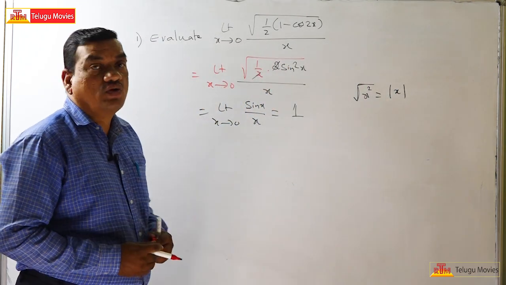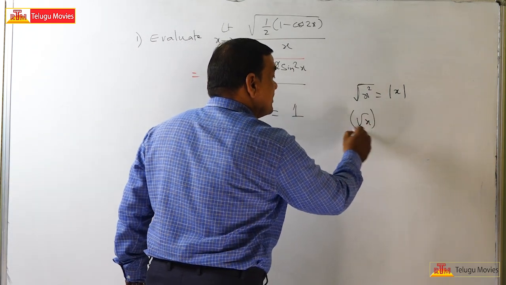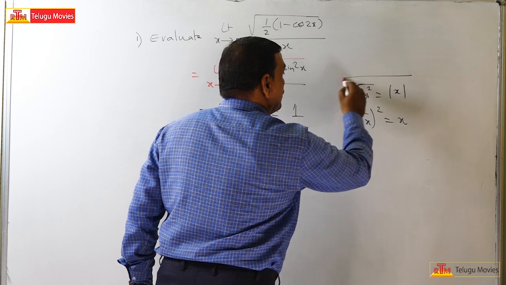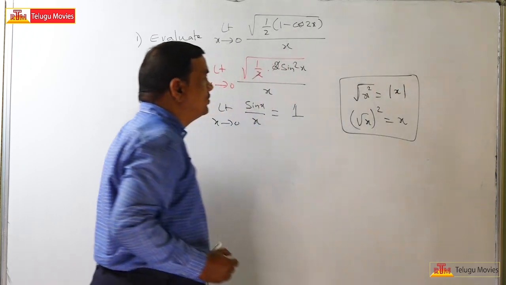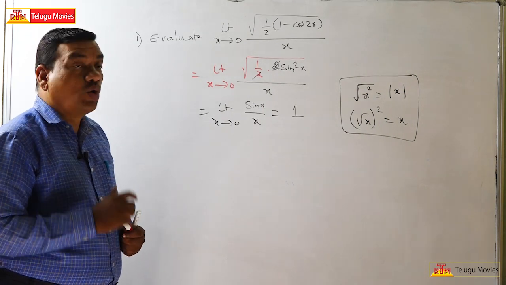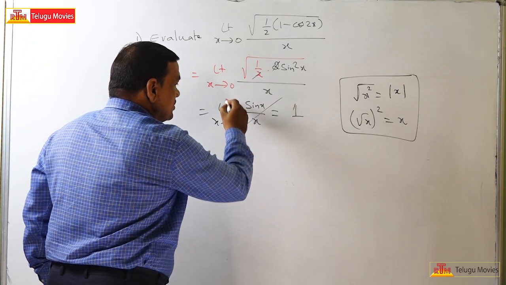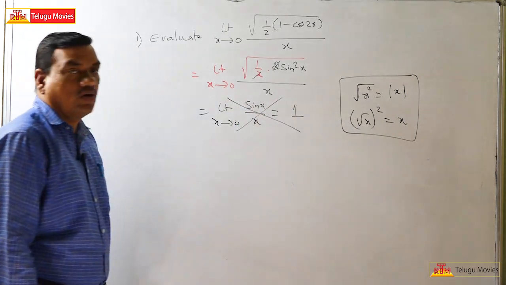Always remember, root of x square is equal to mod x, whereas root x whole square is equal to x. Always remember these two results: root of x square is equal to mod x, root x whole square is equal to x. So here also this step is absolutely wrong.